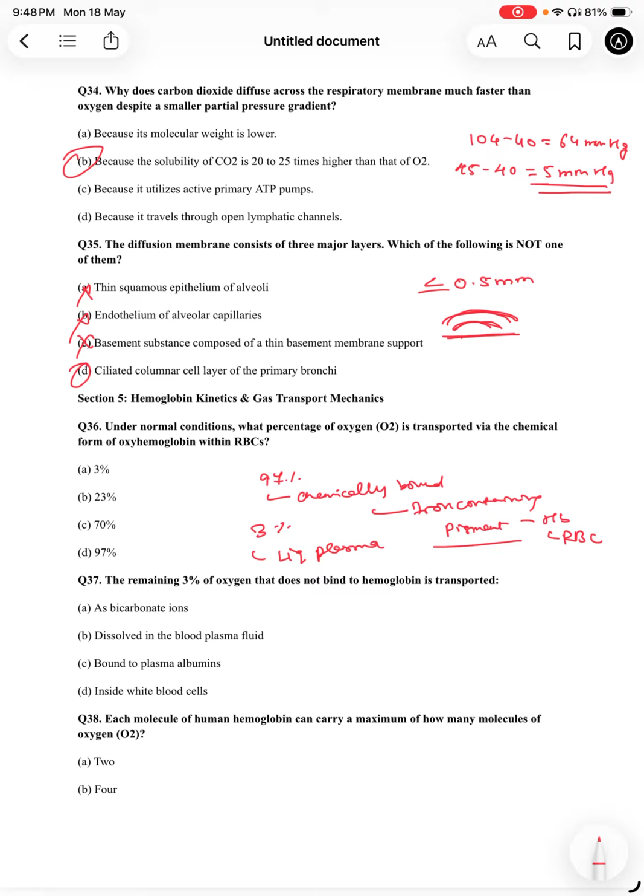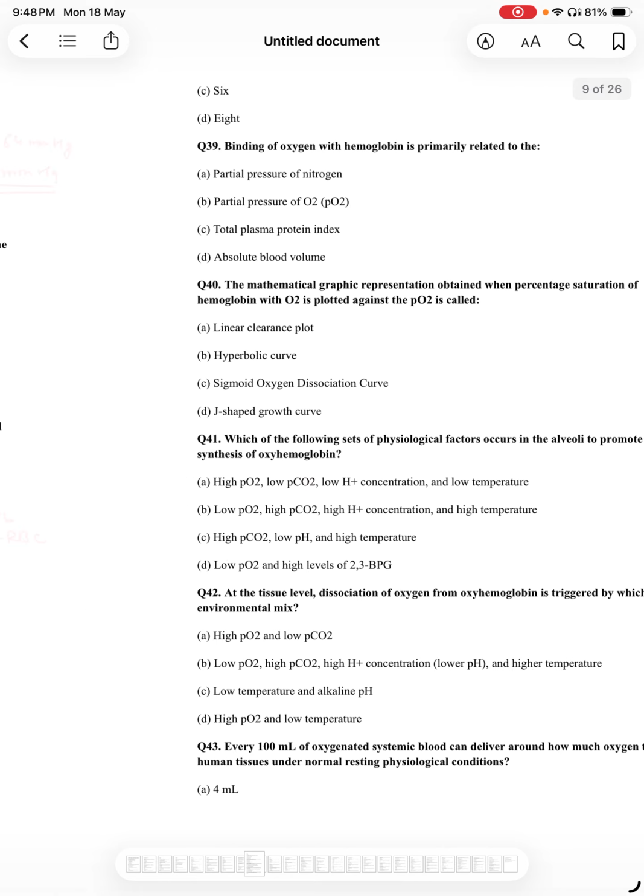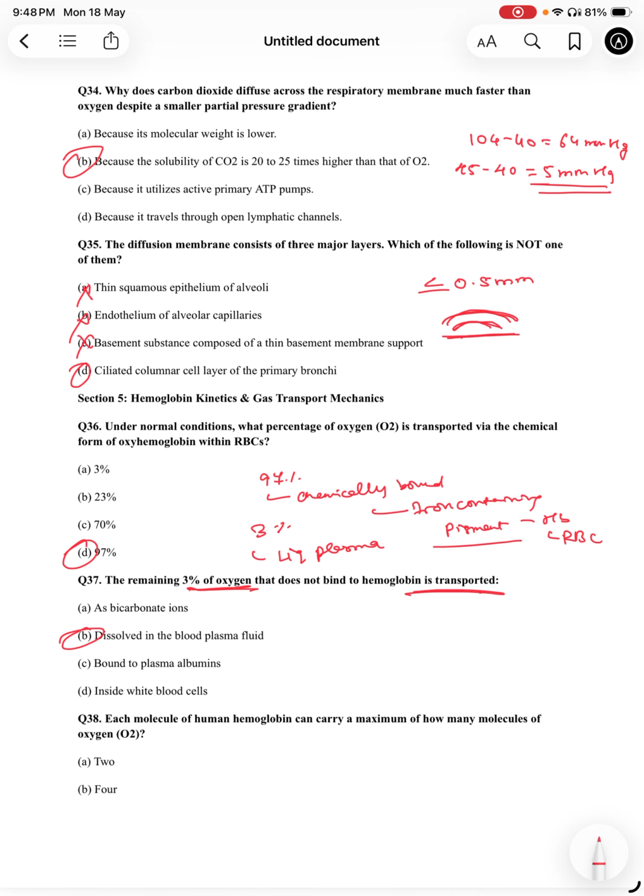Okay, so which is the option? Option number D. So now I told the remaining 3% of oxygen does not bind to hemoglobin, it is transported dissolved in blood plasma fluid. Each molecule of hemoglobin carries a maximum of how many molecules of oxygen? 2, 4, 6, 8. This is directly we know. One hemoglobin, 4 molecules of oxygen. Okay, so 4.